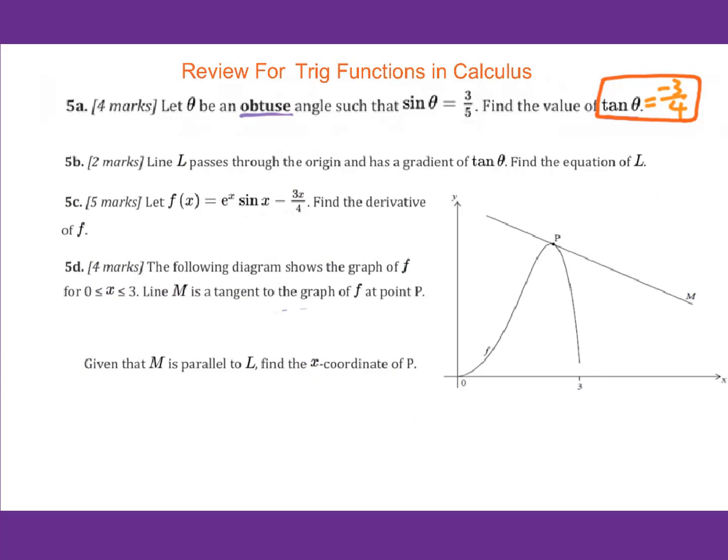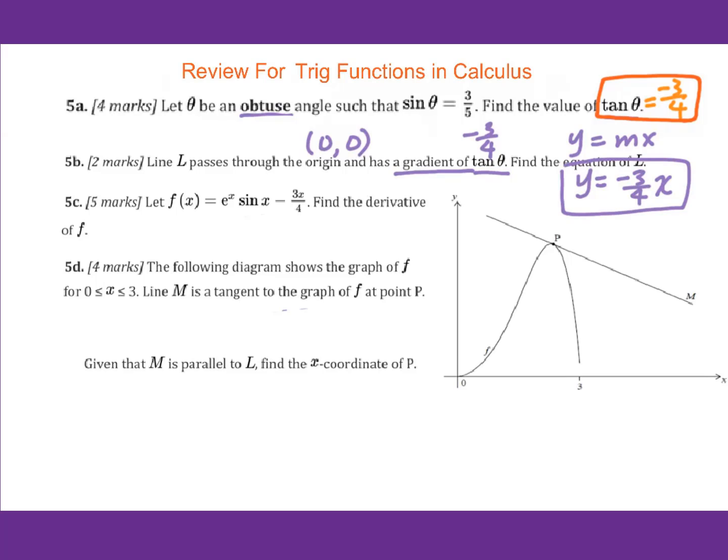Now go to 5b. Line L passes through the origin and has a gradient of tangent theta. Find the equation of L. Gradient of tangent theta, that's negative 3 over 4. Passing through the origin, which means we can write down y equals mx. b will be 0. So we can write down y equals negative 3 over 4 x as the equation for L.